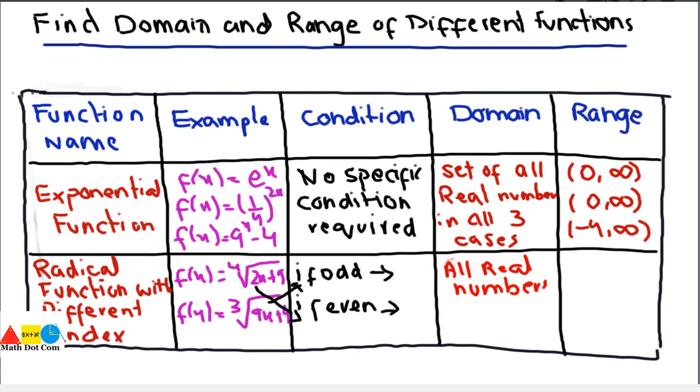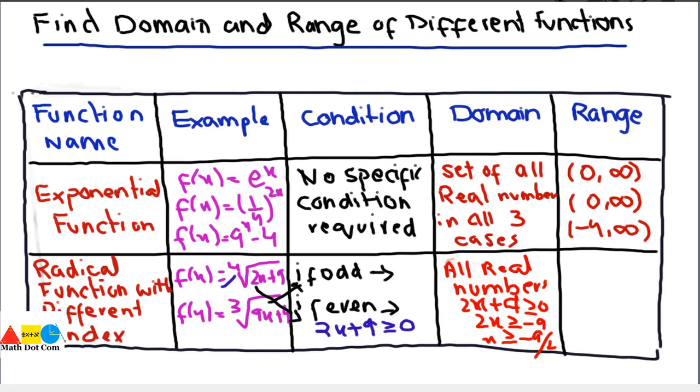If even, the condition required is that the expression under the radical sign should be greater than or equal to 0. So in this case 2x plus 9 should be greater than or equal to 0. This is the condition required if the radical is even. Here it is 4. So what will be the domain? Let's solve 2x plus 9 greater than or equal to 0. It means 2x should be greater than or equal to minus 9, and x should be greater than or equal to minus 9 by 2.